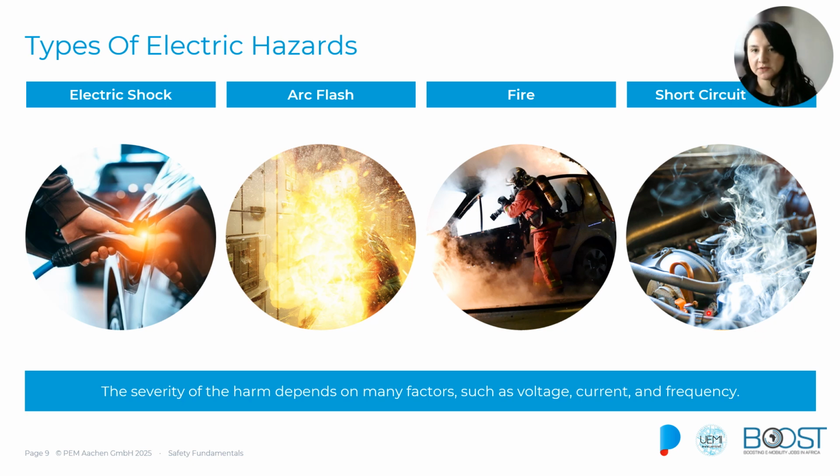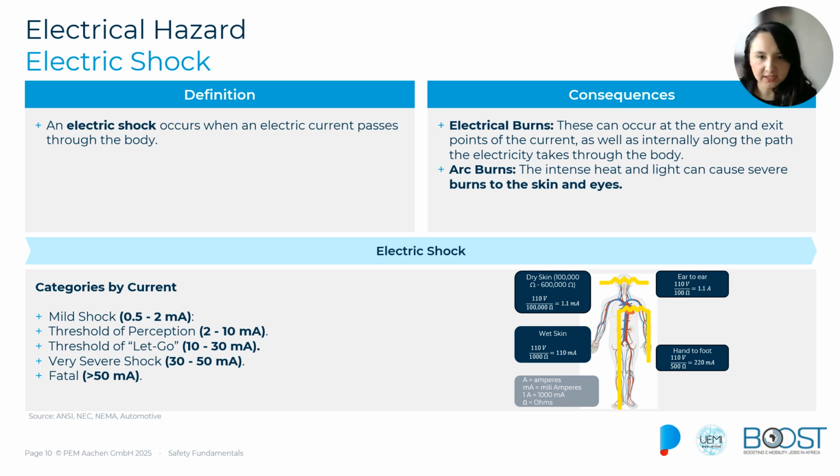As was mentioned before, there are different types of electrical hazards that are commonly encountered in high voltage systems, and understanding each of these will help us to better prepare and to mitigate their effects. We have electric shock, arc flash, fire, and short circuit. We will define each of those separately, starting with electric shock.